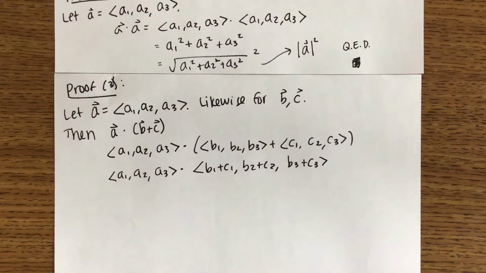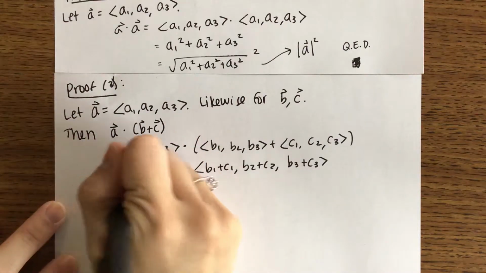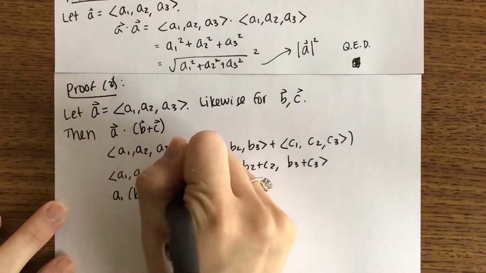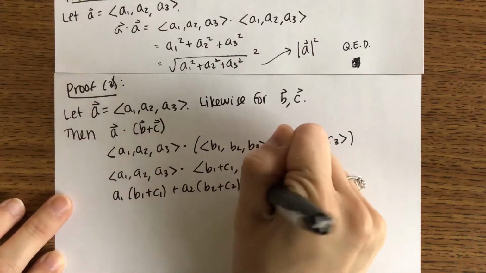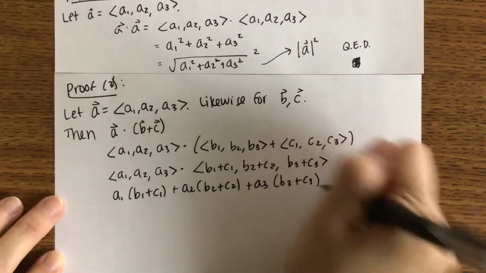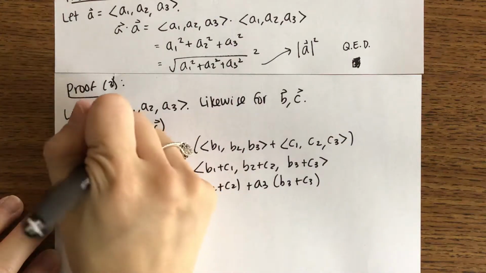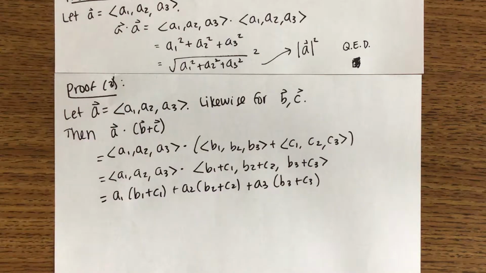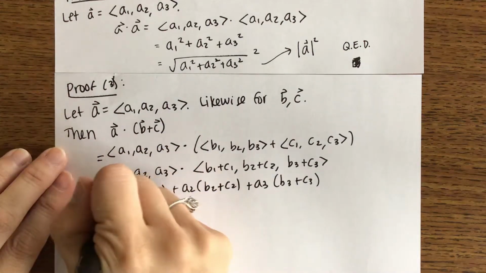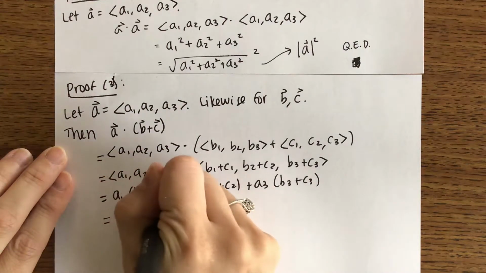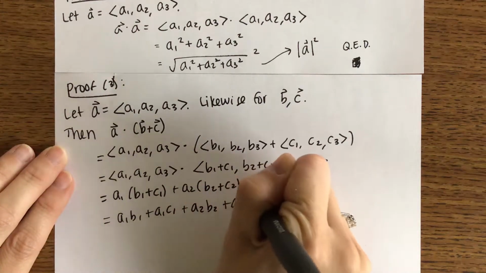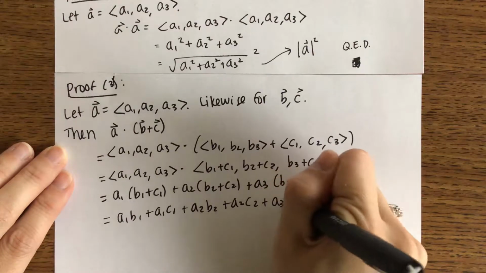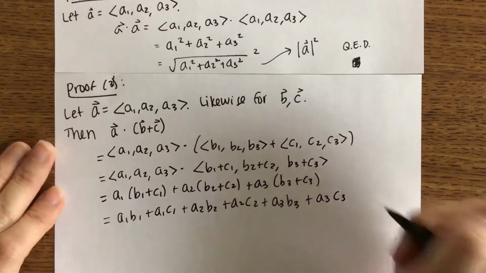Okay, now I'm ready to take the dot product. So I have A1 multiplied by B1 plus C1, plus A2 times B2 plus C2, plus A3 times B3 plus C3. Now we're going to distribute everything. So we get A1 B1 plus A1 C1 plus A2 B2, add A2 C2, add A3 B3, add A3 C3.